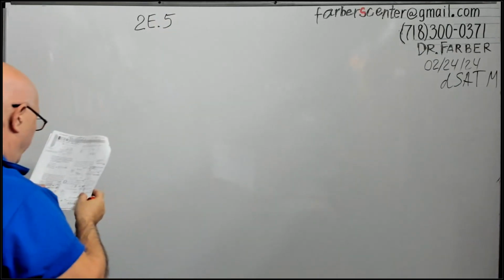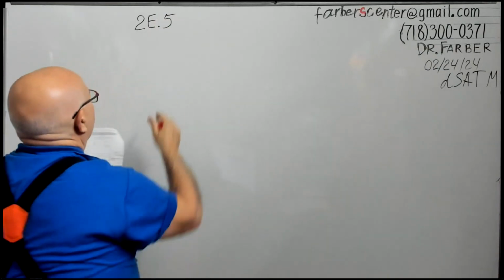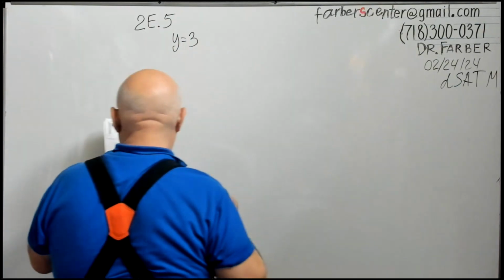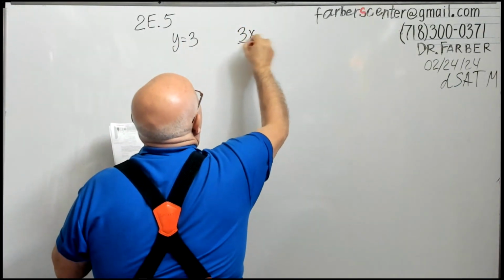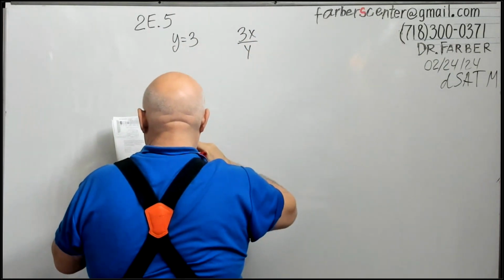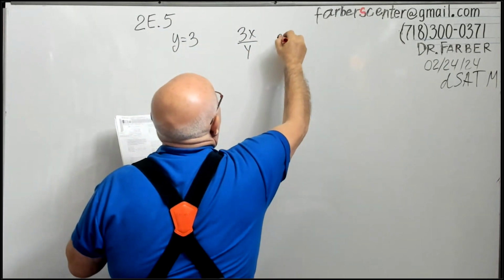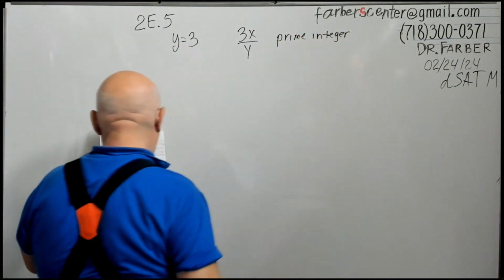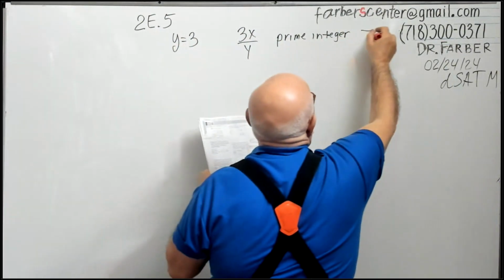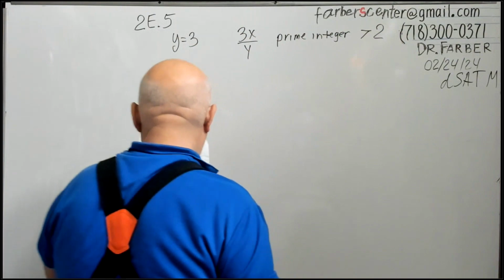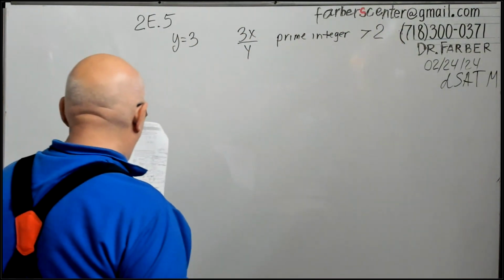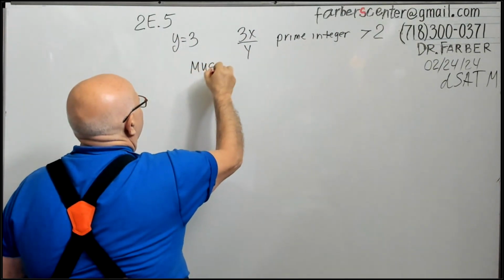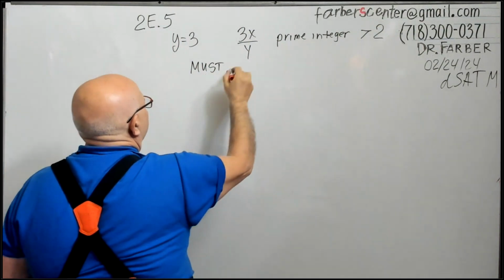What do we know? y does not equal 3, and x over y is a prime integer greater than 2. I just write what is given. Which of the following must be prime? Must. Must is a very strong modal verb in English. Must be prime.